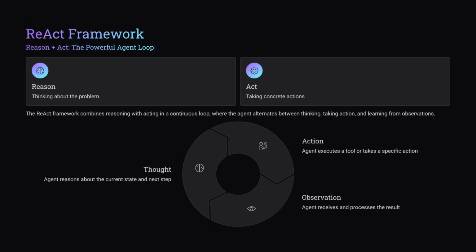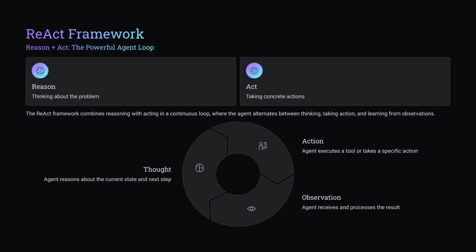REACT stands for Reason plus Act. The cycle: thought, action, observation, repeat. This structure improves transparency and reduces hallucinations. If debugging agents, inspect reasoning traces. REACT is a practical agent loop.